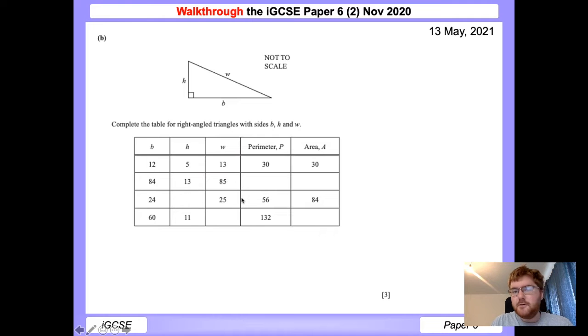So we have a very typical paper 6 kind of question where we have a table and we need to fill in the missing gaps. So these are ones you need to be getting right to make sure you're getting the grades that you need to get. So complete the table for the right angle triangles with sides B, H and W. So for this one here, we need to work out the perimeter where you have a B of 84, an H of 13, and a W of 85.